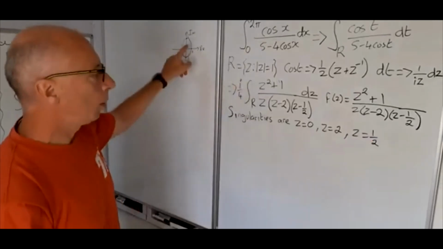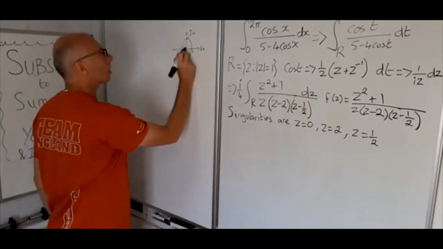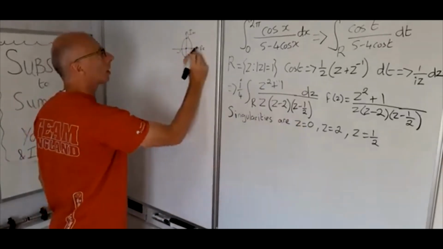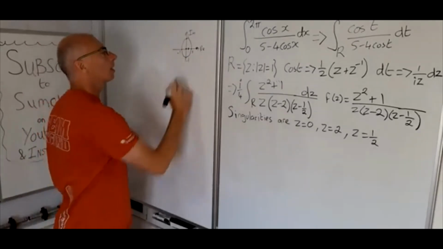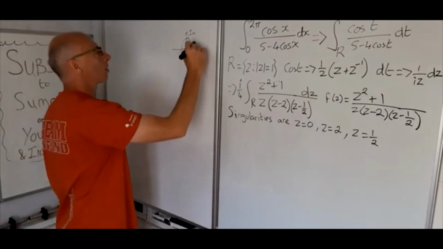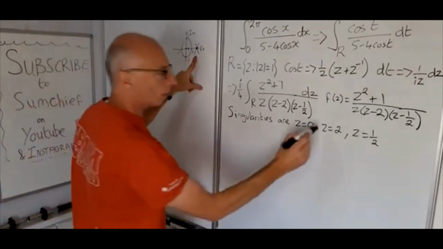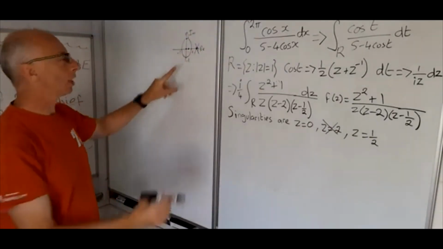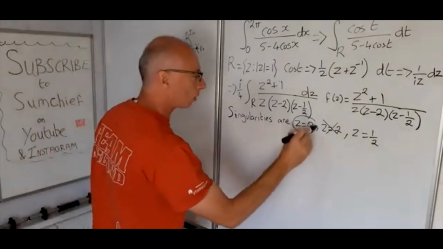So now let's put them up on this graph here. So z equals 0 will be here. z equals 2 is here. And z equals a half is here. So z is 2, not in the circle, so it's not in our region R. So we're not interested in this one. So we didn't need this one. But 0 and a half we do need. So these are the two that we're interested in. So they're the good ones.